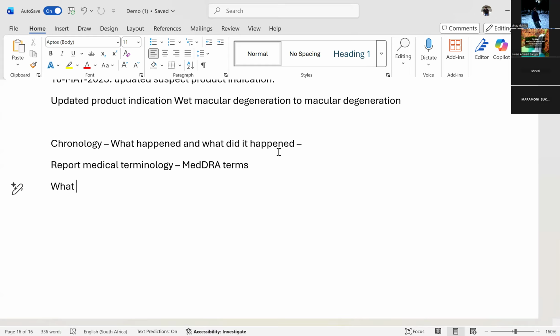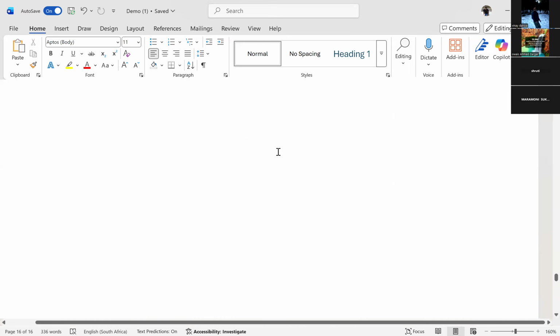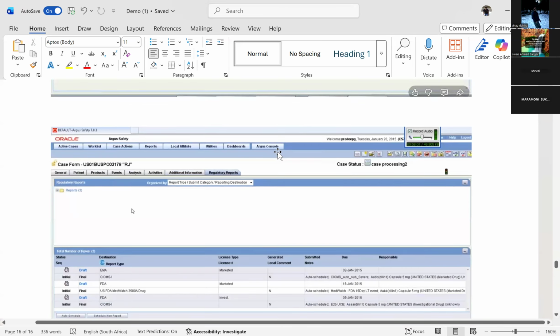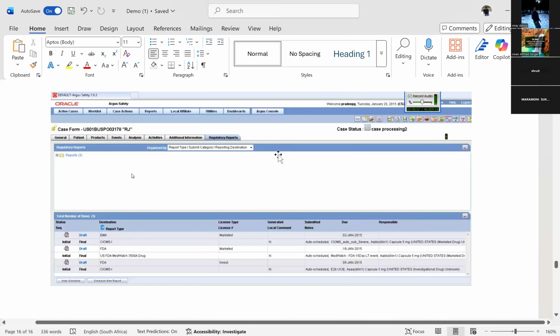For today's session, the next step is regulatory reporting. Like once the narrative is ready, once it tells our story, it's time to make sure that we are submitting it to the right authority and by which guidelines the case was processed. Okay. So moving on to regulatory submissions within Argus, it is the regulatory reports tab. Okay.